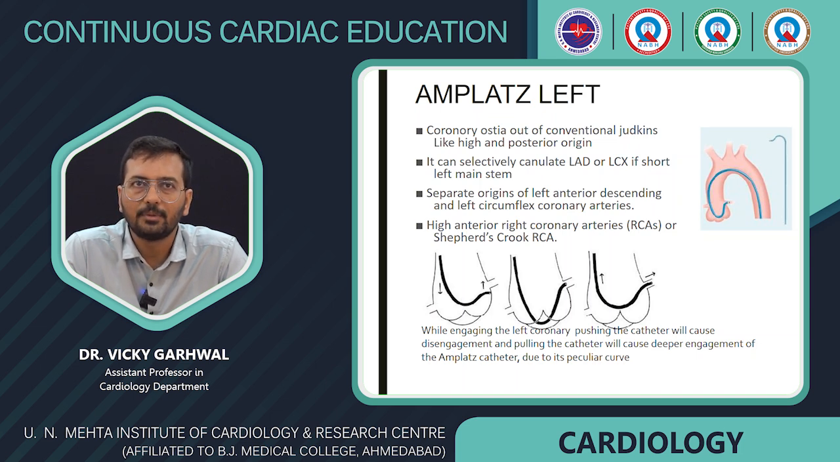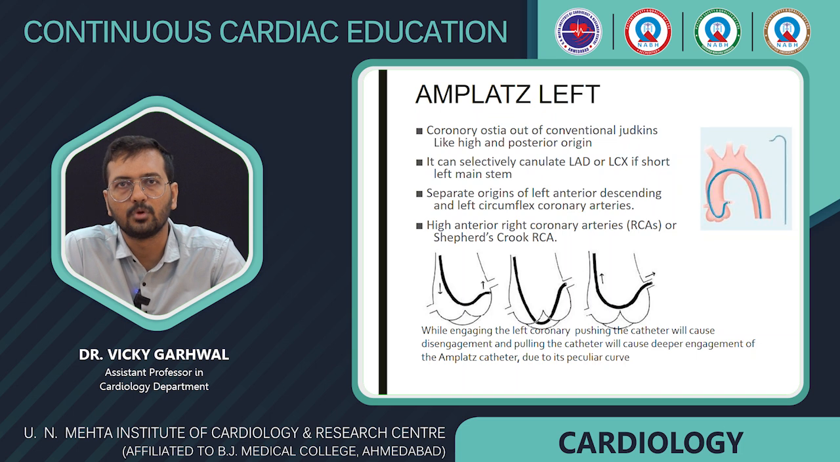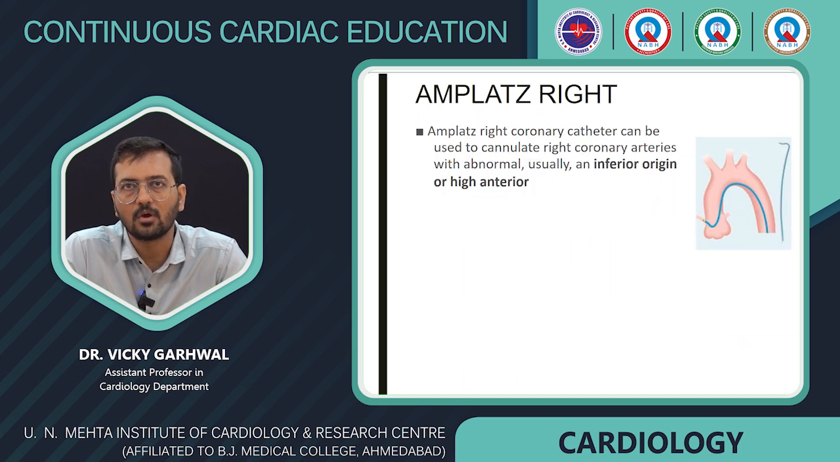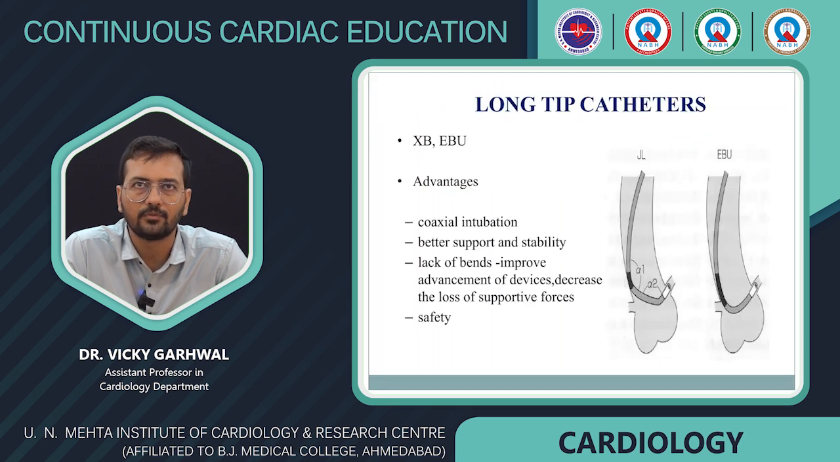This is a diagram depicting how to engage and disengage the Amplatz catheter, as it is very prone to causing dissections. While engaging the left coronary, pushing the catheter will cause disengagement, and pulling the catheter will cause deeper engagement. So we have to be aware while disengaging the catheter. We don't pull the catheter directly; we push down so it comes out of the ostium, and then we pull it down, because it is more prone to causing ostial dissections. Amplatz right is mainly used for an RCA with an inferior or high anterior origin of the ostium.